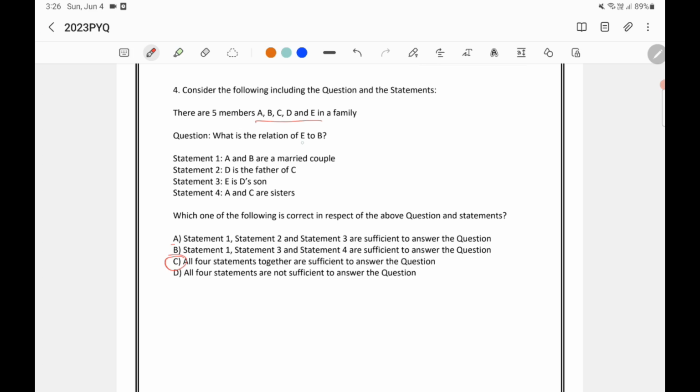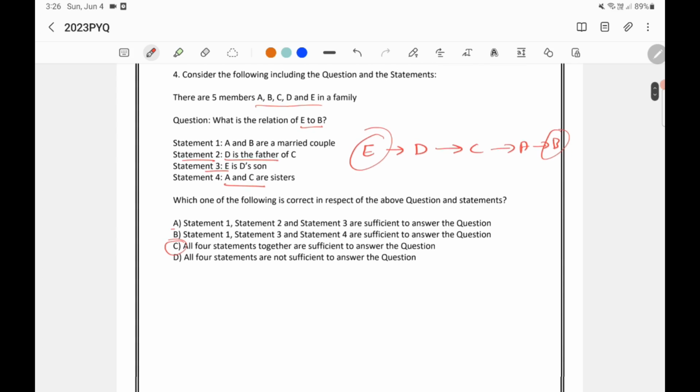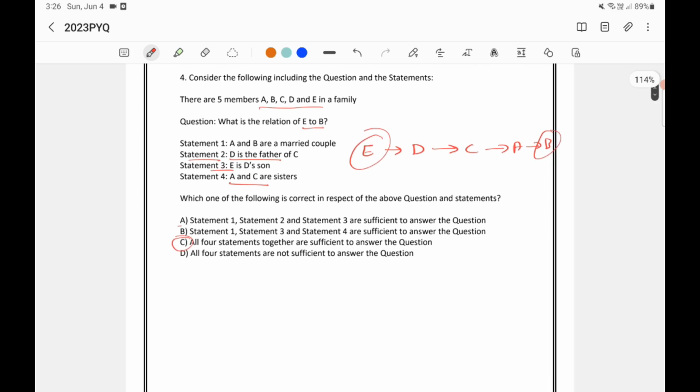We need to check what is the relationship of E to B. So first from statement 3 I can connect E to D, then from statement 2 I can connect D to C, then from statement 4 I can connect C to A, then from statement 1 I can connect A to B. So in this way I can connect. So E and B are connected by using all 4 statements. So all 4 statements will be required. So for checking, just try to solve this one.